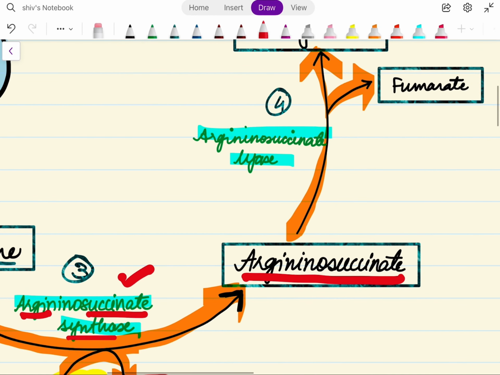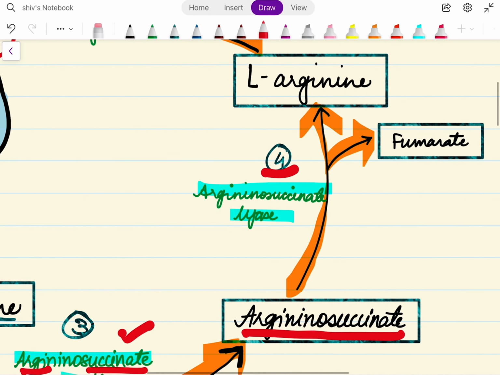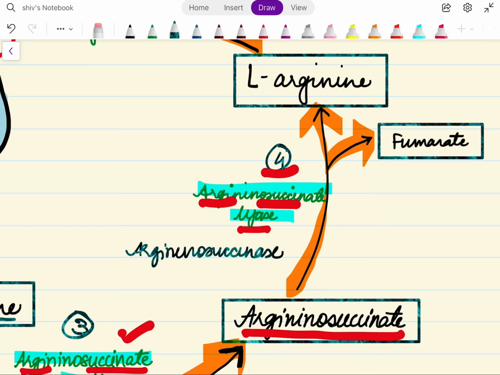Argininosuccinate was formed in the third step. What happens in the fourth step? Argininosuccinate is cleaved. So this step is the cleavage of argininosuccinate by the enzyme argininosuccinate lyase, or you may simply call it argininosuccinase. One and the same thing. So this is the other name of this enzyme.